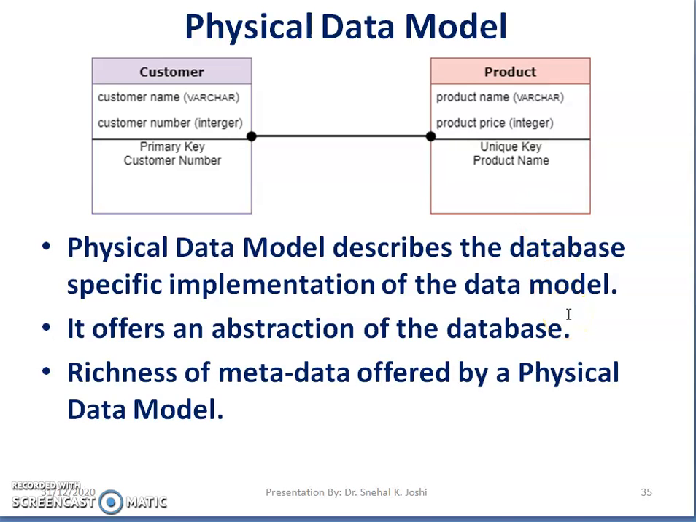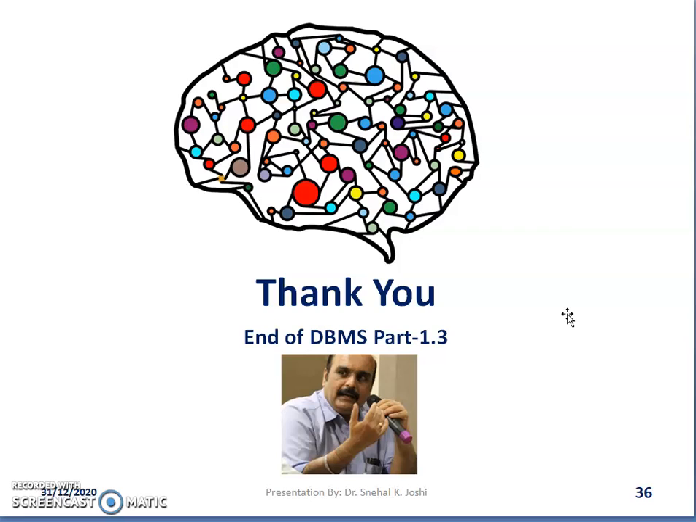So with this, we complete this particular session. We talked about the architecture, the three schema architecture, covering physical, conceptual and logical. And before that, we talked about the database architecture, that was 1 tier, 2 tier and 3 tier.